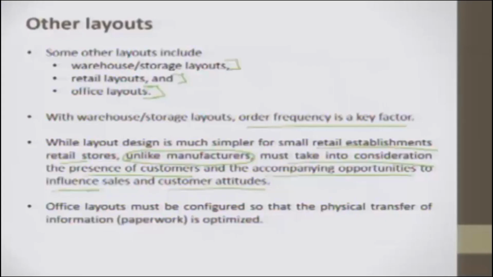Office layouts must be configured so that the physical transfer of information, that is paperwork, is optimized. In office layout, the communications can also be enhanced by having low rise partitions, so that the communication could be good, and maybe glass walls.